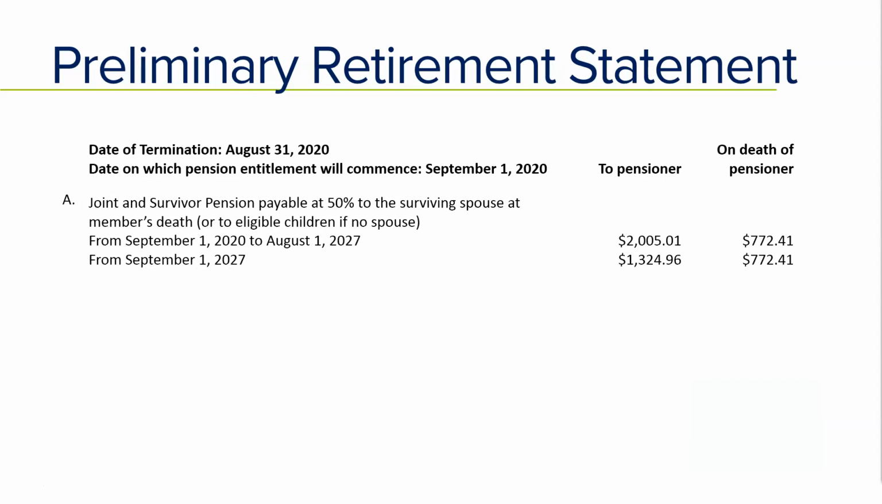On the left-hand side are the pensioner's amounts. So the top amount would be $2,005.01. That is the amount of pension up until age 65. At age 65, it would be decreased to $1,324.96. Now, if you were to predecease your spouse, in that case, we look at the right-hand side, and the right-hand side would be what your spouse would receive. So for this calculation, it would be $772.41.